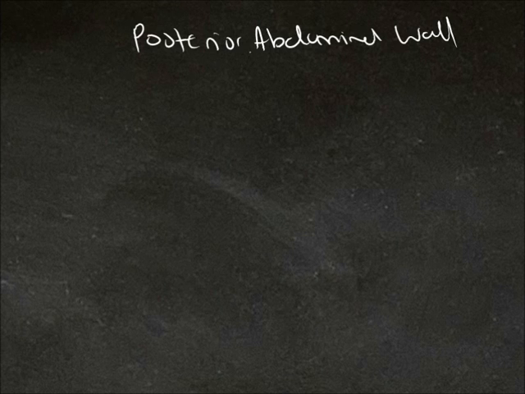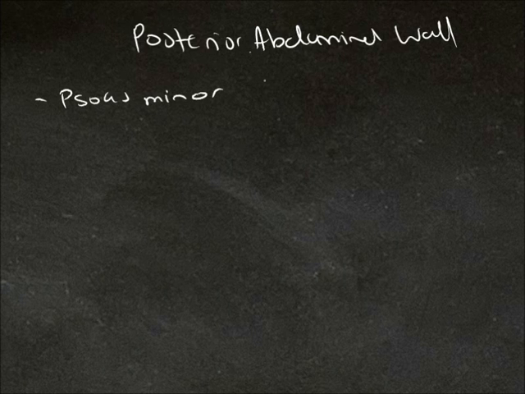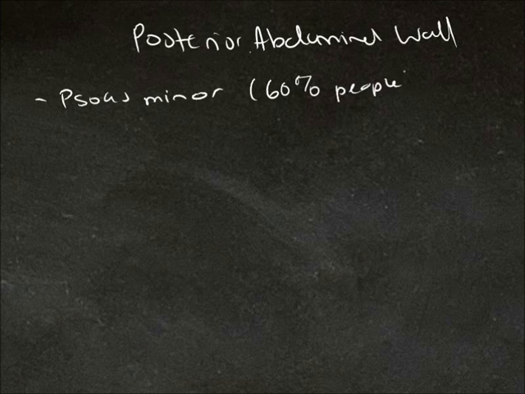Then we have psoas minor, and this is present in 60% of people. Even though it is present in 60% of people, it's pretty undeveloped, so it's difficult to see. And because of this, it is a weak trunk flexor.